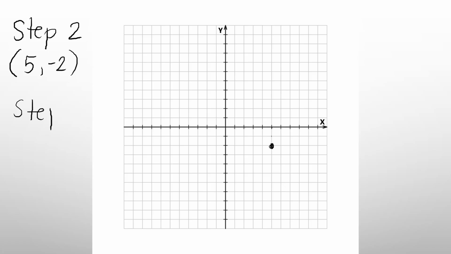Step number 3, we use the length of the radius, which is 6 units, to locate some points on the circle. So from here we have 1, 2, 3, 4, 5, 6. So this is 6 units from the center of the circle. Another point here, 1, 2, 3, 4, 5, 6. And then from the center, we have 1, 2, 3, 4, 5, and 6, and another 1, 2, 3, 4, 5, and 6 here.